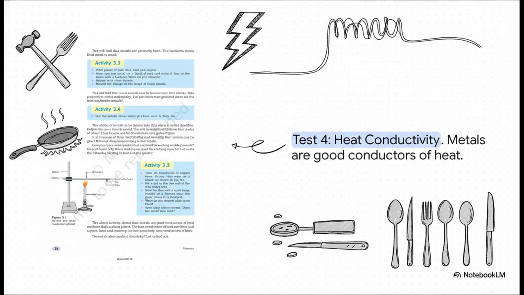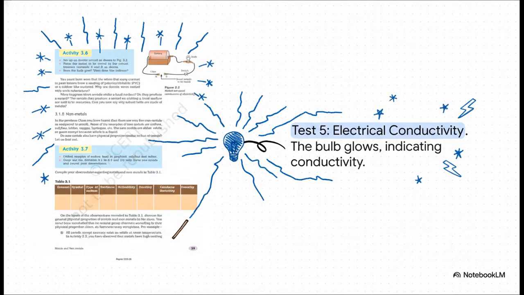Well, it's because metals have what's called a sea of free-moving electrons that act like tiny messengers, just rapidly passing that heat energy all the way down the line. It's exactly why cooking pans are made of metal, to get the heat from the stove to your food fast. And guess what? Those exact same free electrons also make metals excellent conductors of electricity.